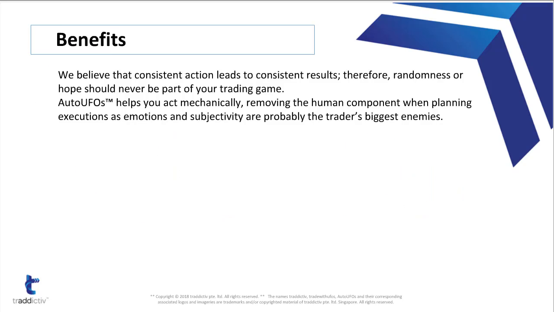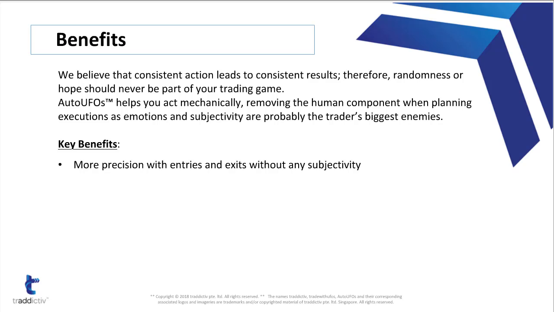Okay. So anyway, benefits. So we believe that consistent action leads to consistent results. Therefore, randomness or hope should never be part of your trading game. Auto UFOs help you act mechanically, removing the human component when planning executions, as emotions and subjectivity are probably the trader's biggest enemies. So benefits, well, we're gonna fight all of this with this app.